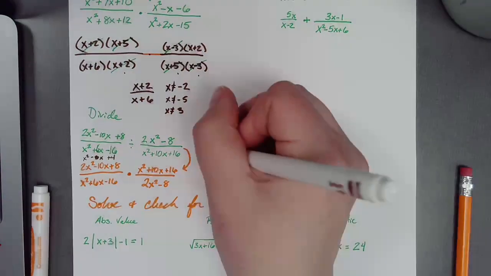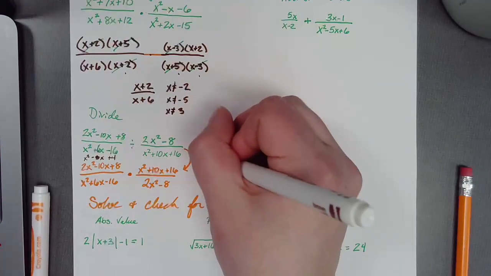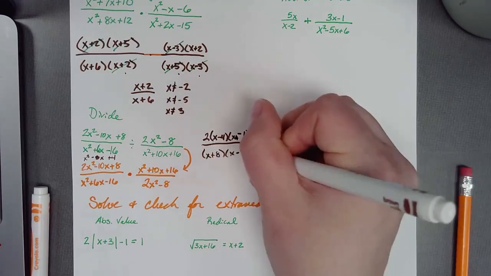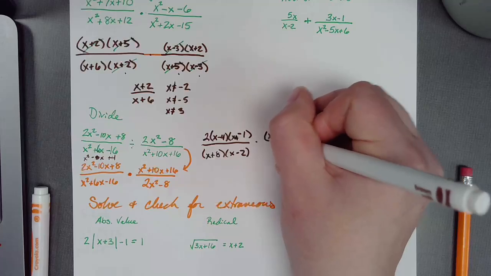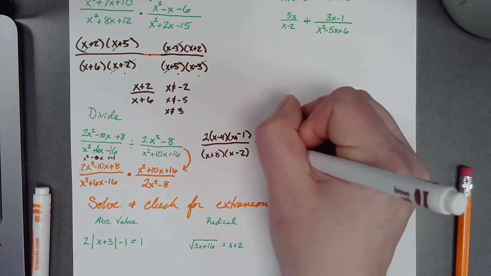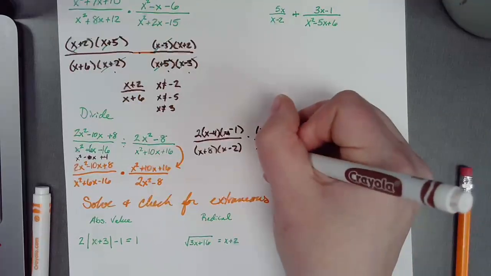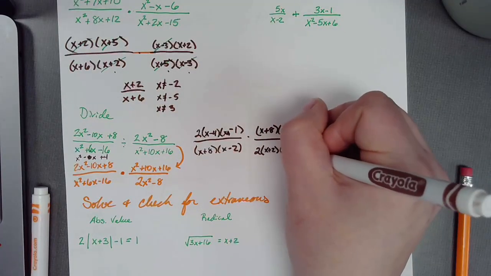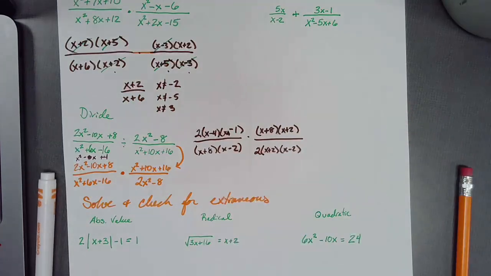So x minus 4, x minus 1. This would be x plus 8, x minus 2, x plus 8, x plus 2. This one is also divisible by 2, so I'd pull a 2 out of both of those pieces, and then x plus 2, x minus 2.